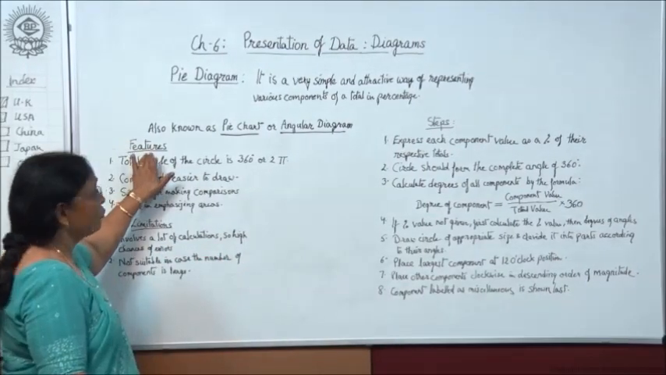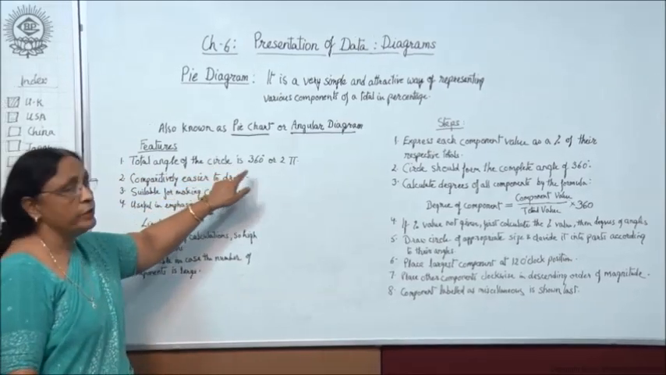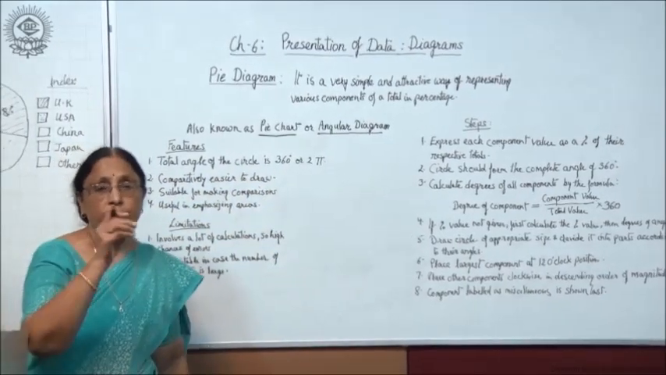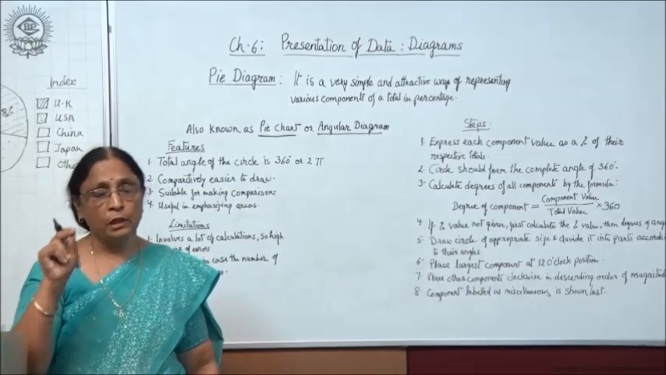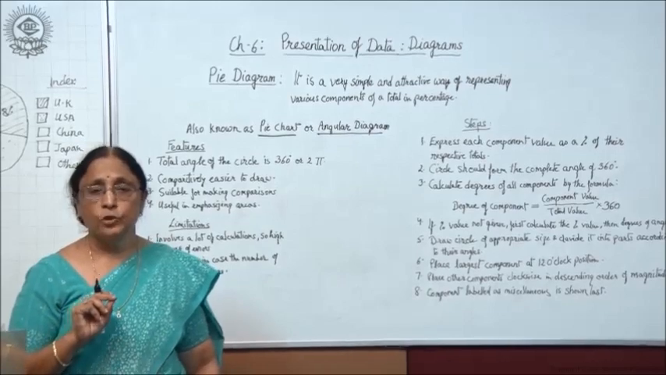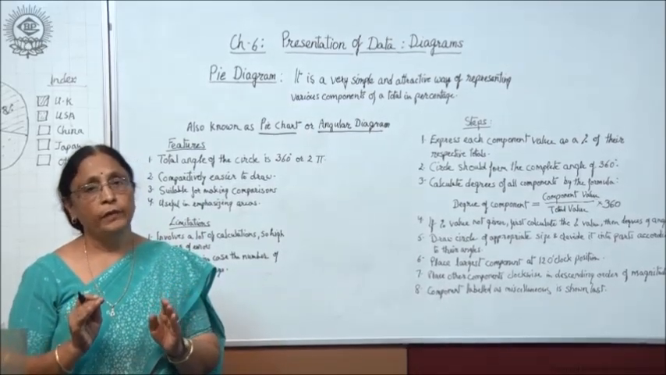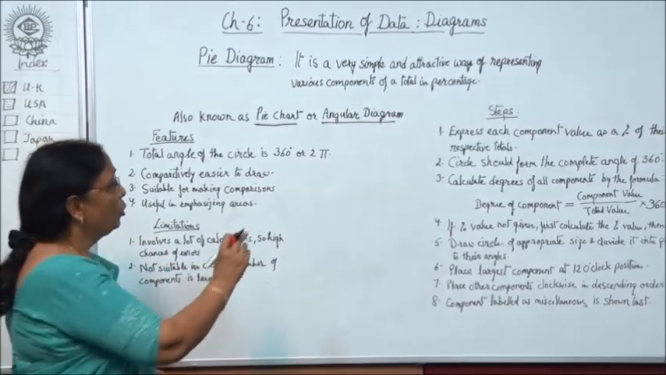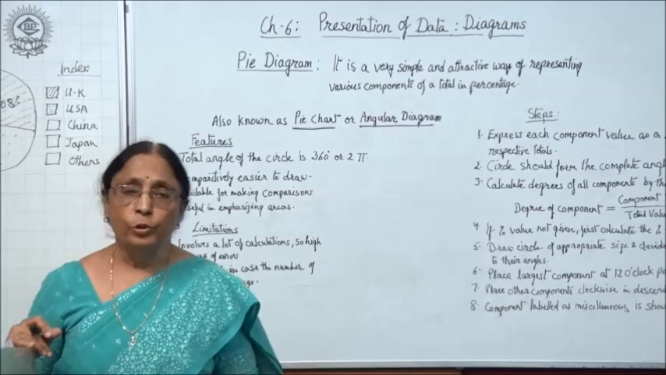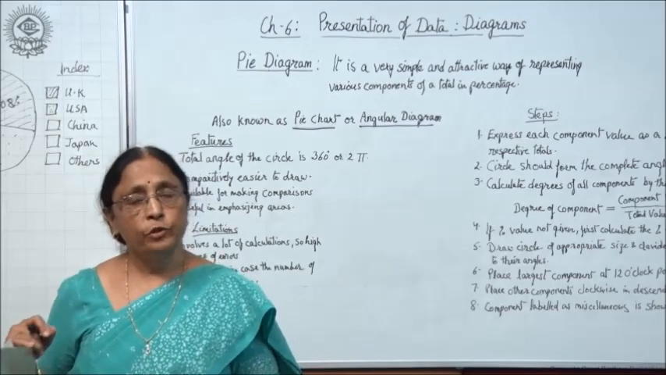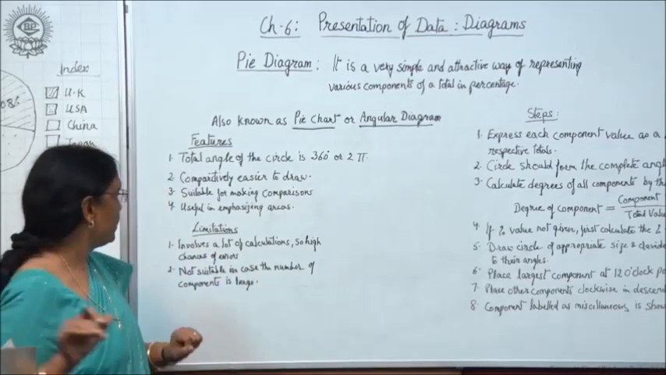Now what are the features of the pie diagram? First, the total angle of the circle is 360 degrees. As the distribution is shown on the basis of a circle, and you know the circle has 360 degrees, the whole data is shown with a circle having 360 degrees or 2 pi. That is why it is known as a pie diagram, because the total circle is equal to 2 pi or 360 degrees.